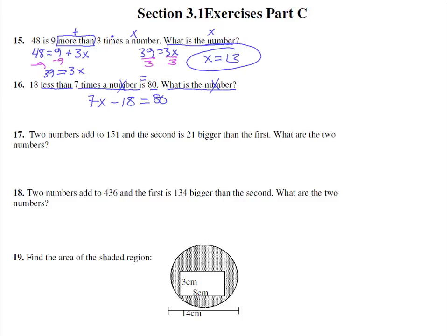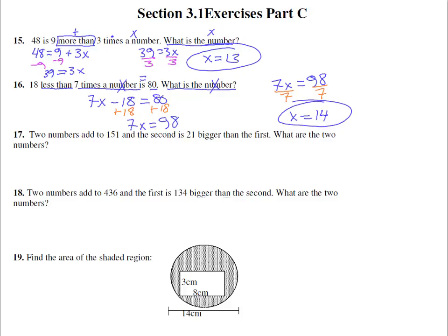Is means equals, so that's equals 80. All right, from there, look, we have an equation and we can solve it. Add 18 to both sides, and we're left with 7x equals 98. Let's rewrite that over here where we have a little bit more room. 7x equals 98. We can divide by 7 on both sides to get that x by itself and find out what that number is. X equals 98 divided by 7 is indeed 14.